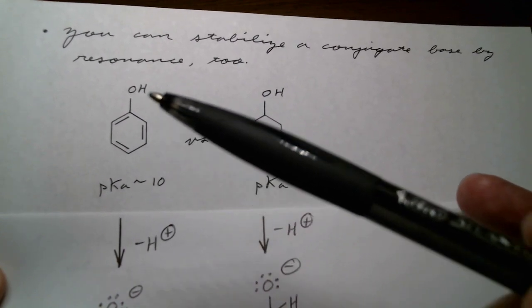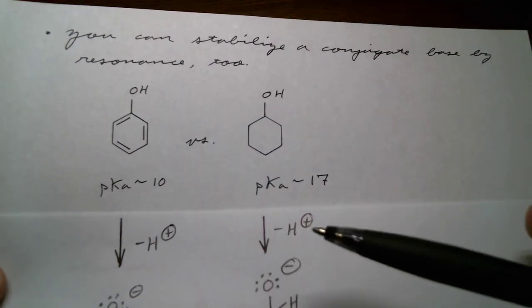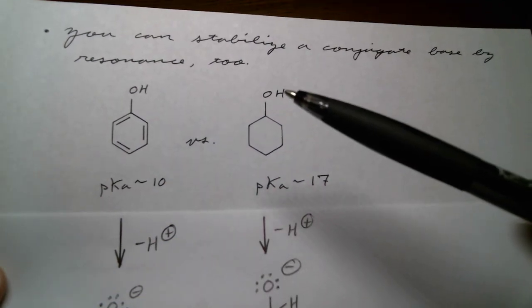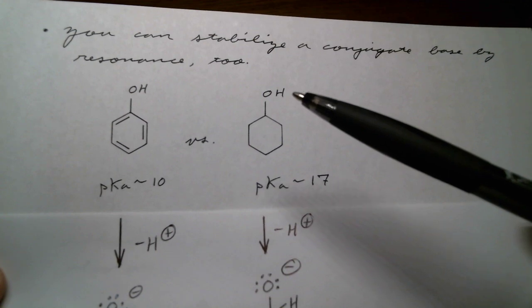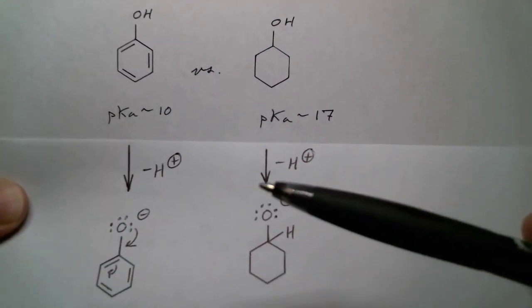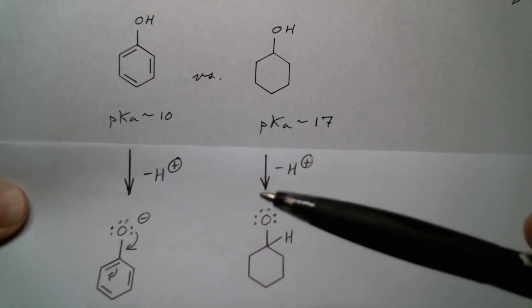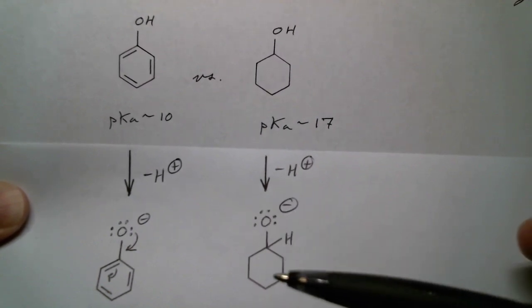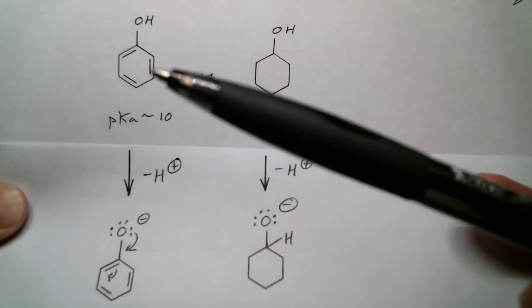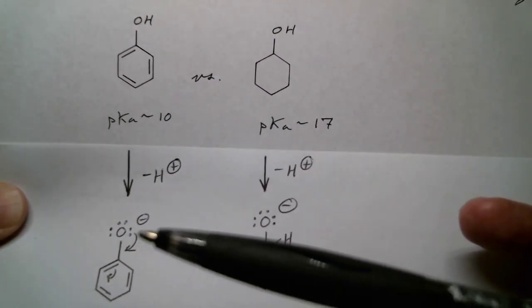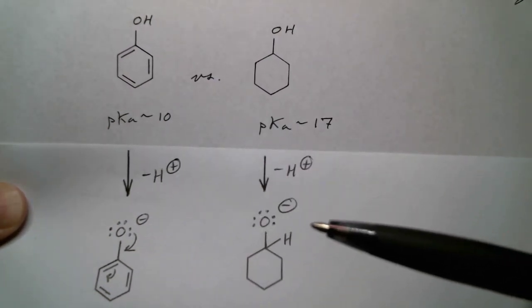Well, the conjugate base is the molecule you get after you lose the most acidic hydrogen, which is, of course, the hydrogen bonded to the oxygen. So for cyclohexanol, the conjugate base that you get is cyclohexyl alkoxide. For phenol, your conjugate base is phenoxide, and we lost that hydrogen atom.